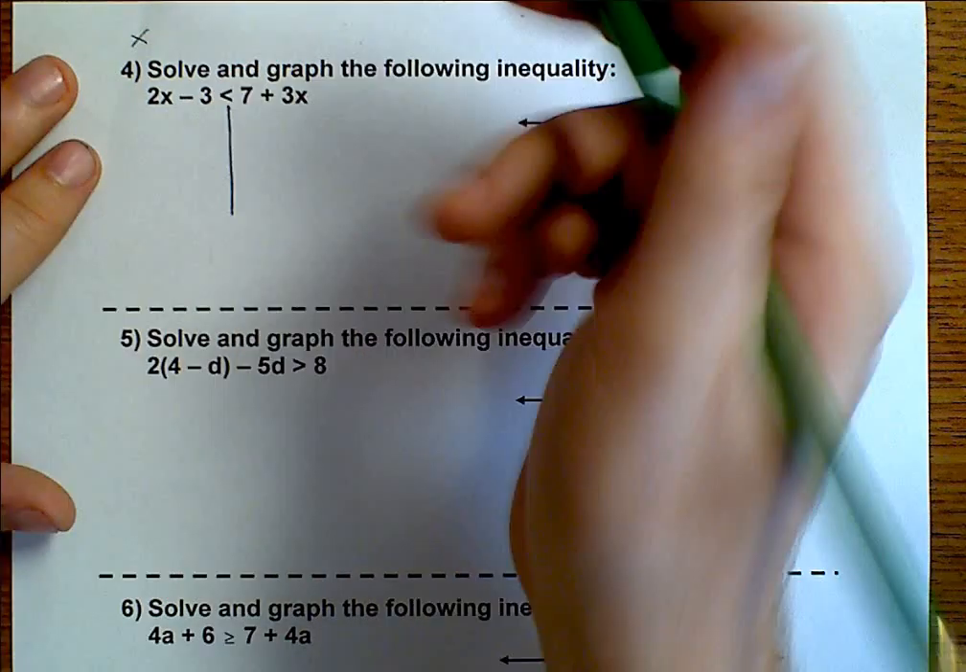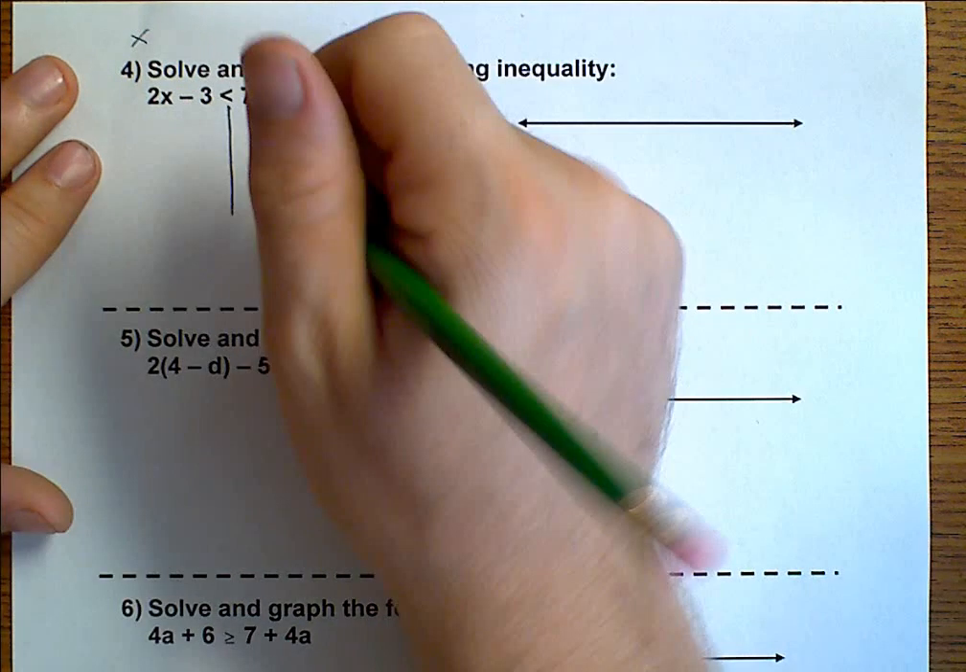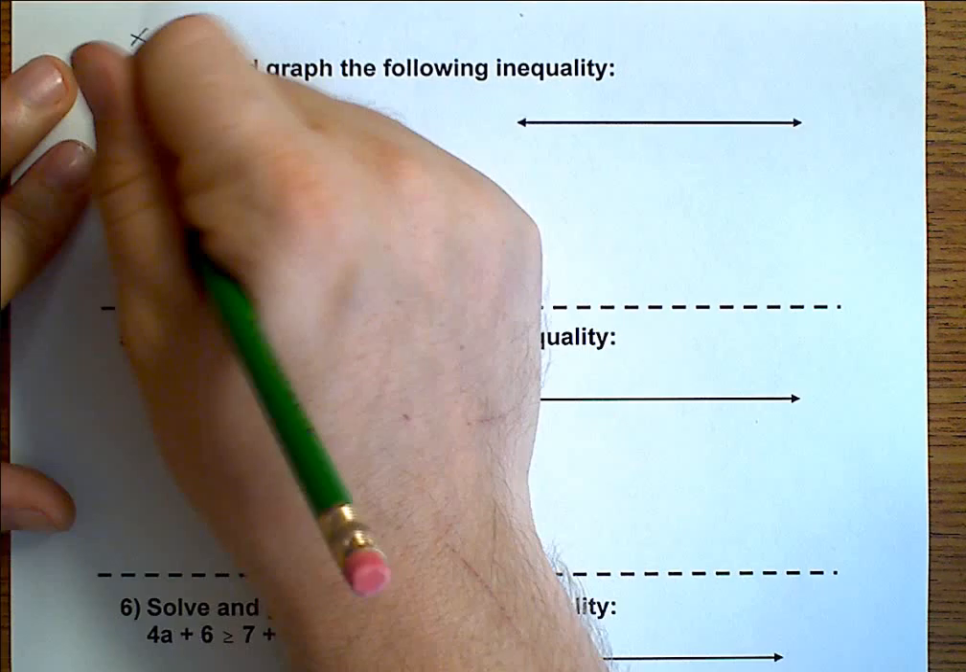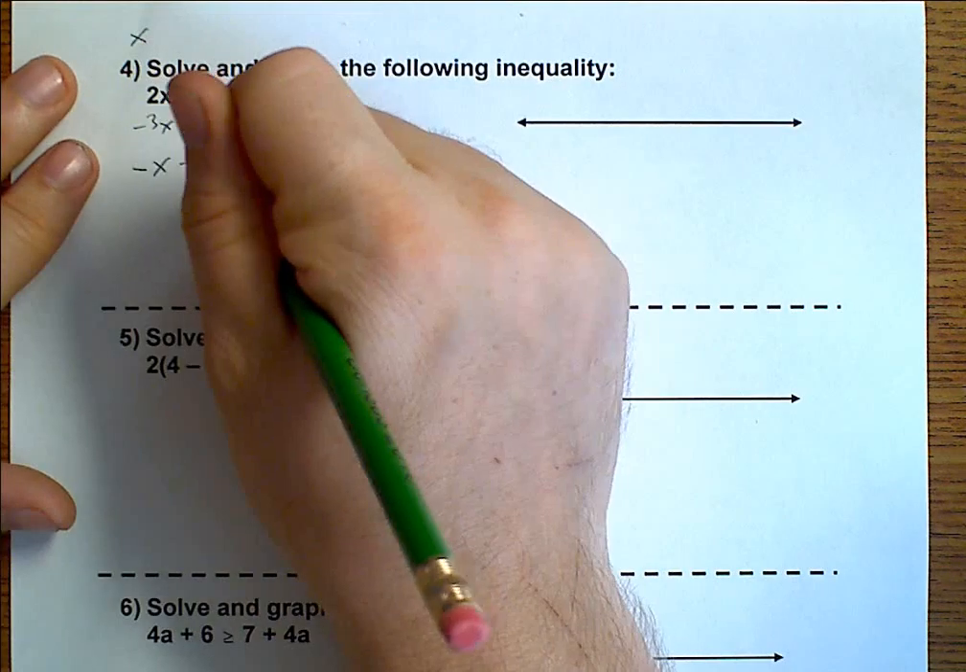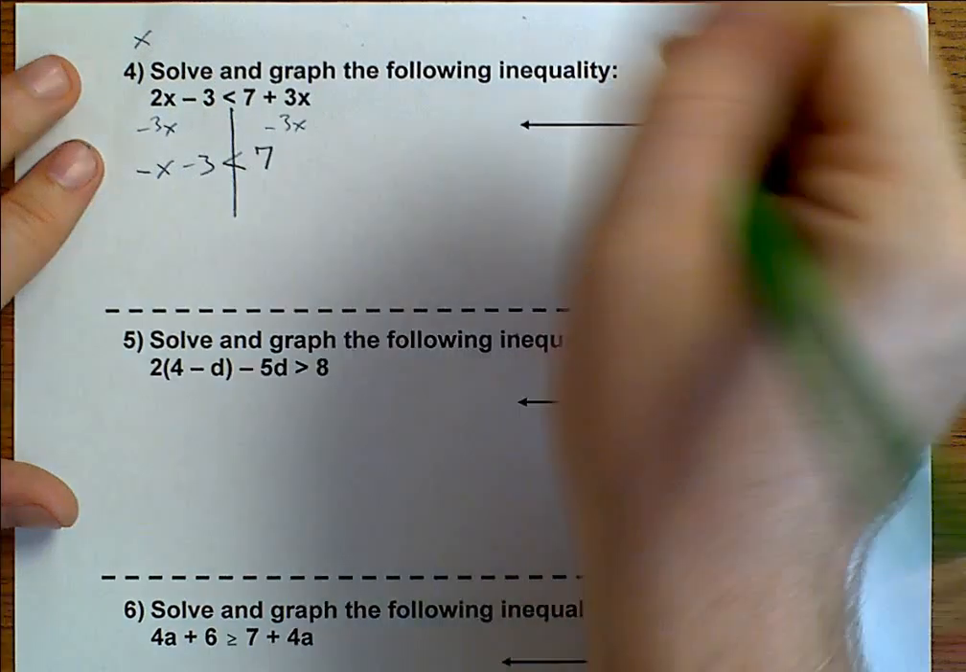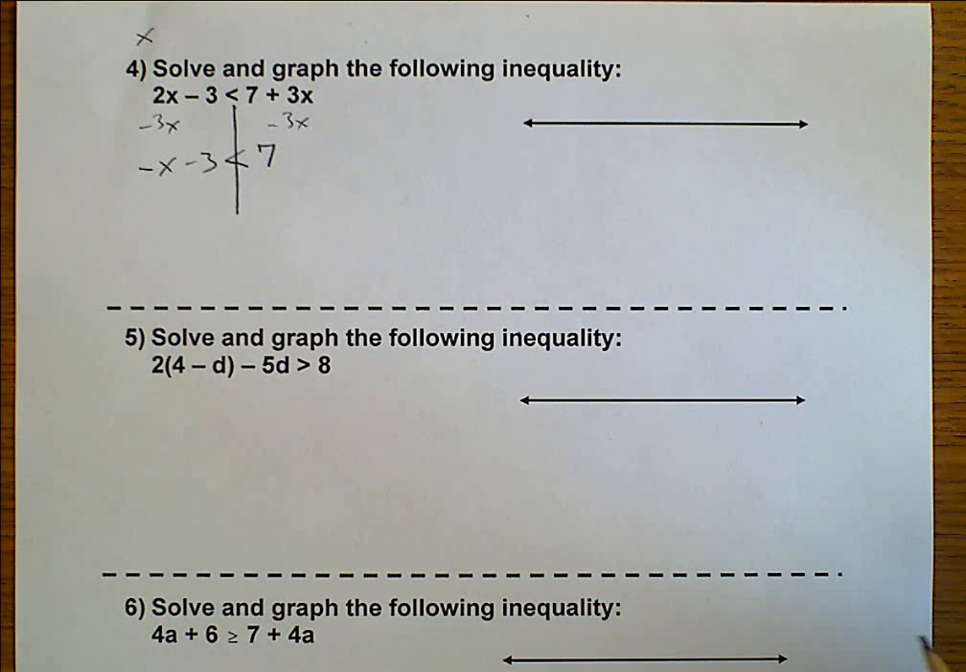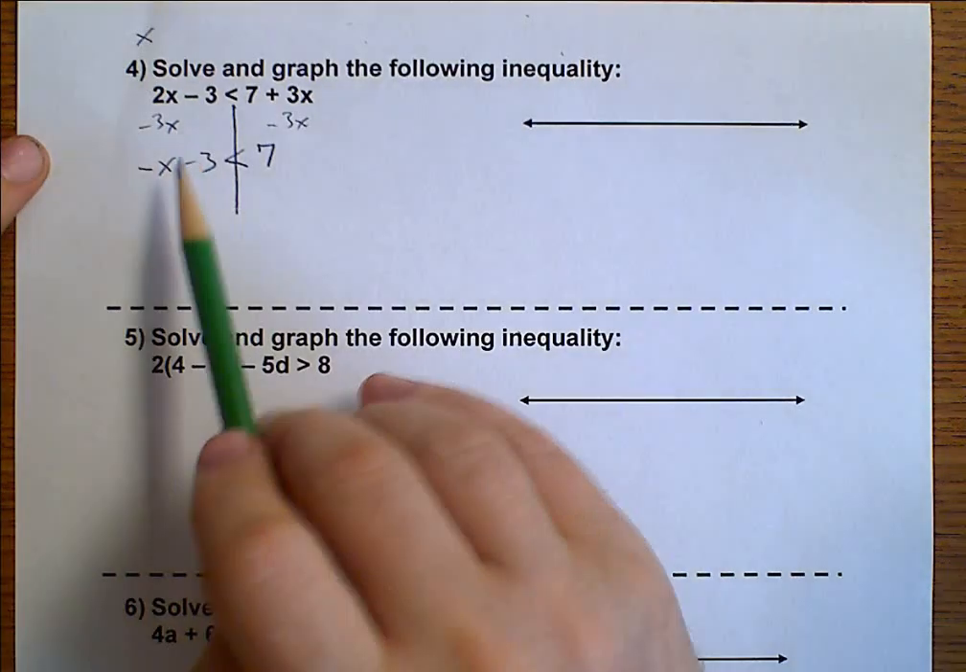So, I need to move all my x's over, so I'm going to subtract 3x. That gives me a negative x minus 3 is less than 7. Now, I know I said I don't normally like dealing with negative x's. However, because it's an inequality, I'm going to prefer my x's to be on the left.